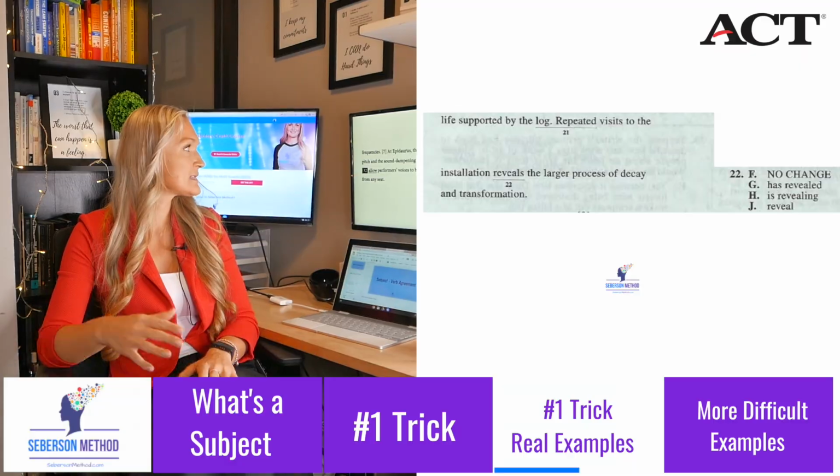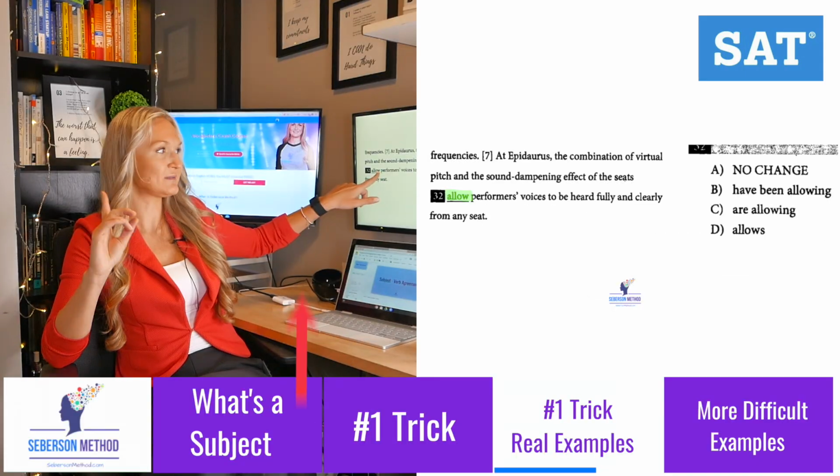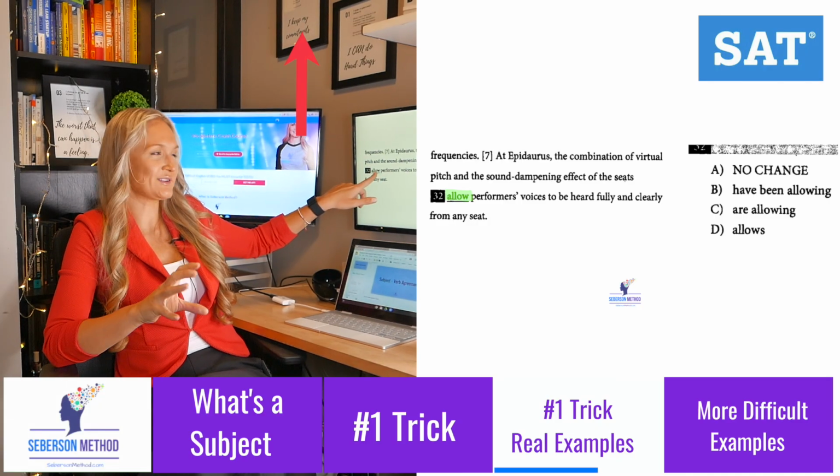A couple more examples. At Epidaurus, the combination of virtual pitch and the sound dampening effect of the seats, and then to allow is the verb in question, performances' voices to be heard fully and clearly from any seat. By the way, performances' voices, that's an apostrophe. We're going to make another video today about apostrophes, so I'll link it below if this is an area of confusion for you guys.